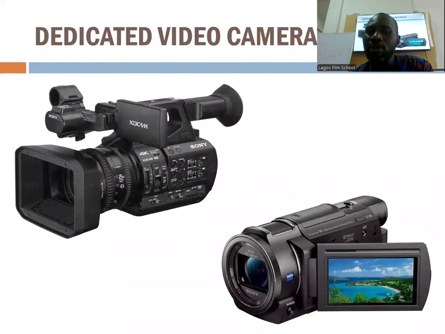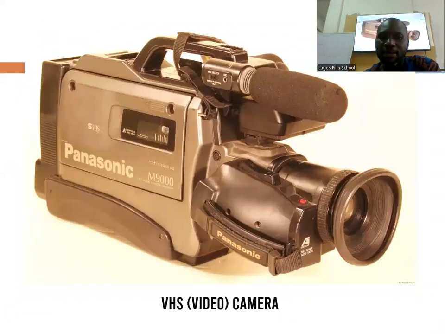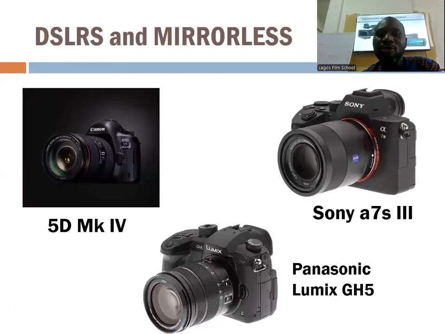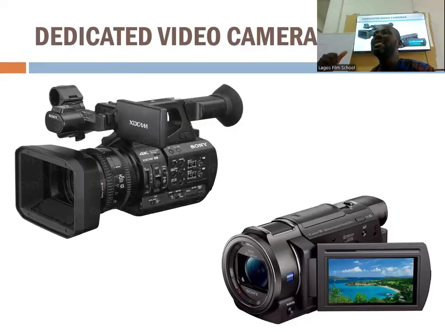I skipped DSLRs to say that this one, a dedicated video camera, is the digital version of this one. You remember this one? I said this one shoots video. This is the digital version of that. This is a digital video camera. So if you're shooting news, a TV station will use this more. Events, this is more of what they will use. It doesn't shoot film as well. It's perfect for video, not for film.